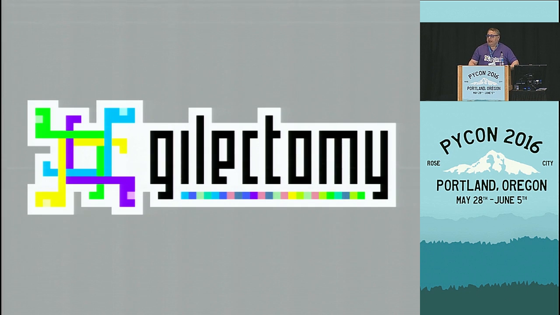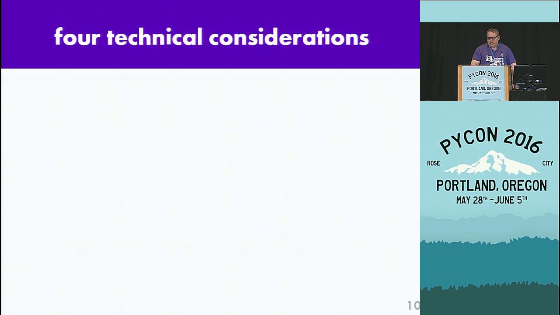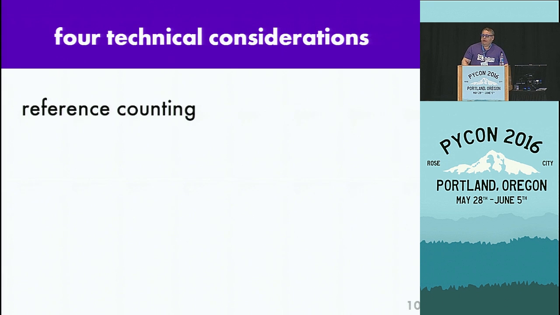I feel like it's time to try again, so I have this project I'm calling the Gilectomy. That's the surgical removal of the GIL. And I've thought about the problem a lot. So I would say that there are 4 technical considerations you must take into account when you try to remove the GIL. Those are reference counting, of course.